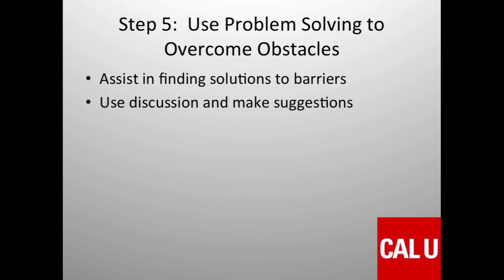Step number 5, we want to use problem solving to overcome obstacles. So if there's a barrier, we want to try to assist in finding a solution. If the client is tender on the bottom of their feet, maybe they need a more padded shoe. Maybe the kneeling exercises are bothering them, so we might need to change them so they're not kneeling, but they're doing a similar exercise. We want to use discussion and make suggestions. Modification is key to keep these people participating.